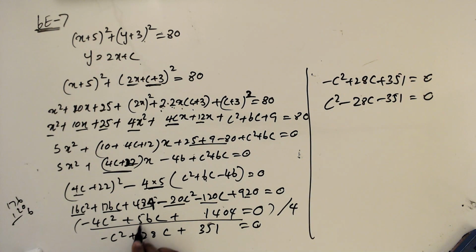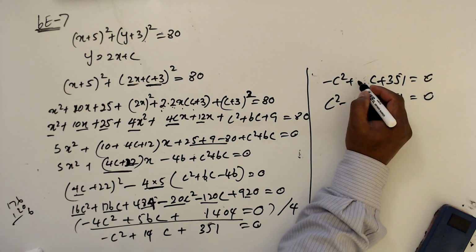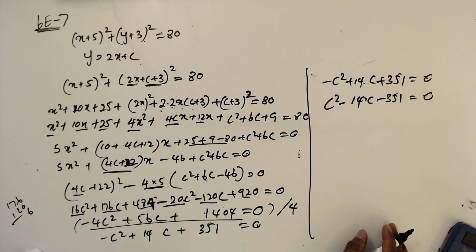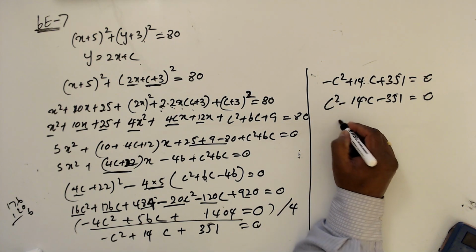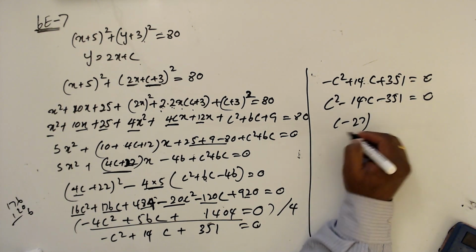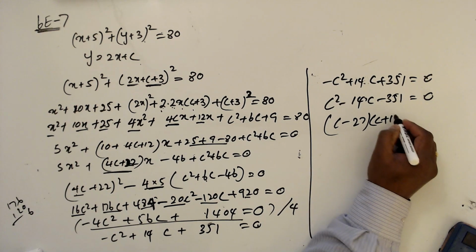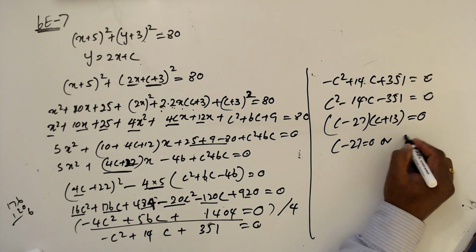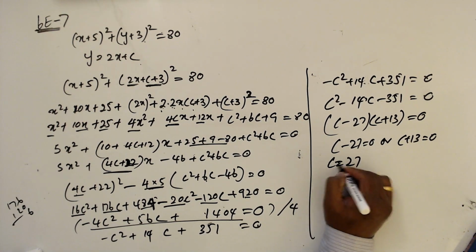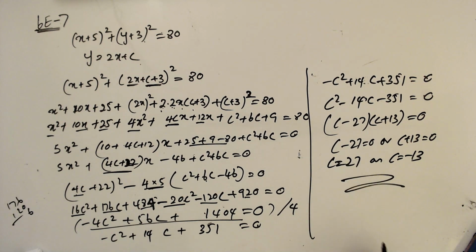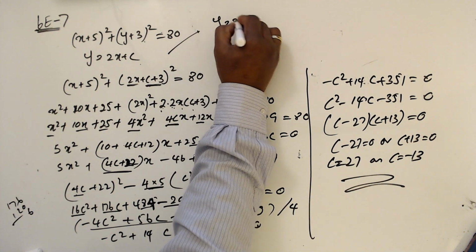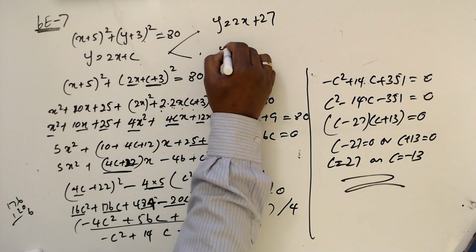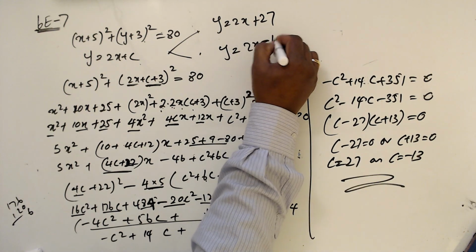Sorry, 56 divided by 4 is 14. So the brackets are c minus 27 and c plus 13 equals 0. It means c minus 27 equals 0 or c plus 13 equals 0. C equals 27 or c equals minus 13. So what are the two answers? y equals 2x plus 27 or y equals 2x minus 13.